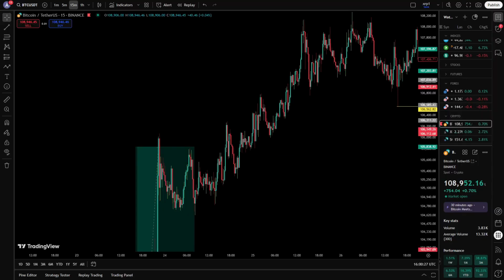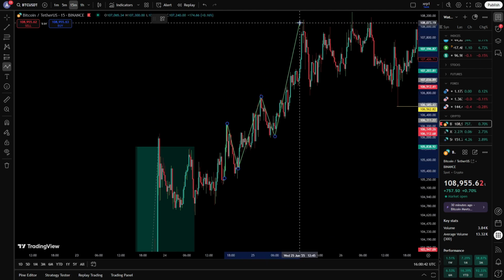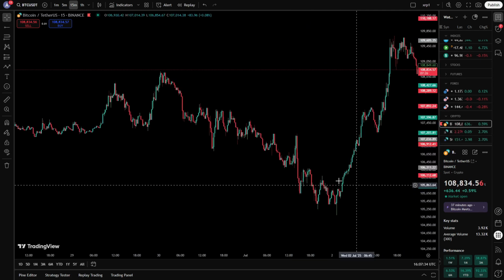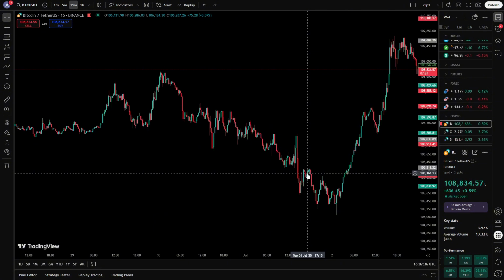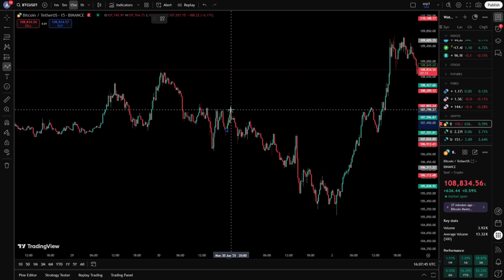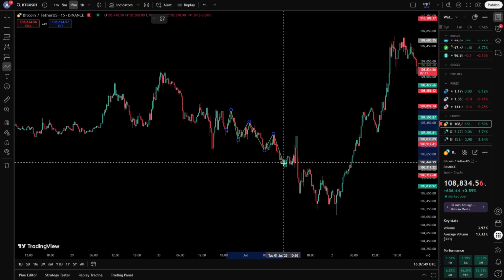Market structure is the way price moves through swings. In an uptrend, price makes a higher high and a higher low. Here, in this example, you see clearly: higher high, higher low, higher high, higher low, higher high, higher low. That is an uptrend. In a downtrend, on the other hand, it does the exact opposite. It makes a lower high and a lower low. In this example, it's lower high, lower low, lower high, lower low, lower high, lower low.